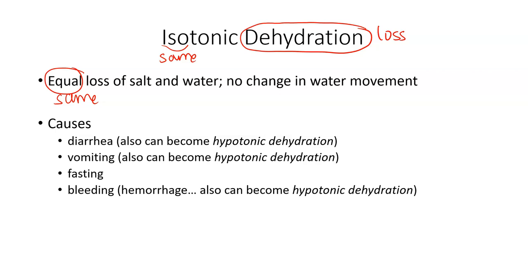Most of our examples here are one-off events, just a single instance of diarrhea, vomiting, fasting, or bleeding. If you continue any of these for more than a single event, most of them can become cases of hypotonic dehydration. So the clue words to look for to determine isotonic dehydration are same or equal loss of salts and water. It has to be both salt solutes in water or proteins in water, because that means we're losing both blood osmotic pressure and blood hydrostatic pressure at the same time. Okay, so that's critical.